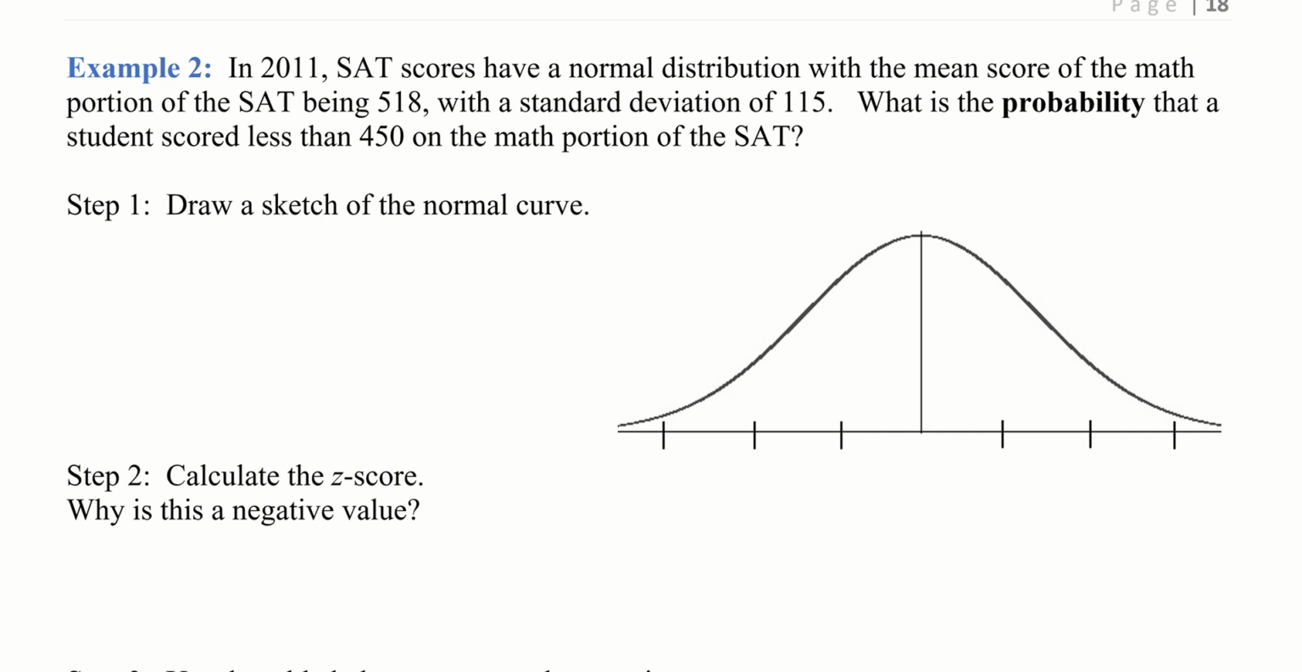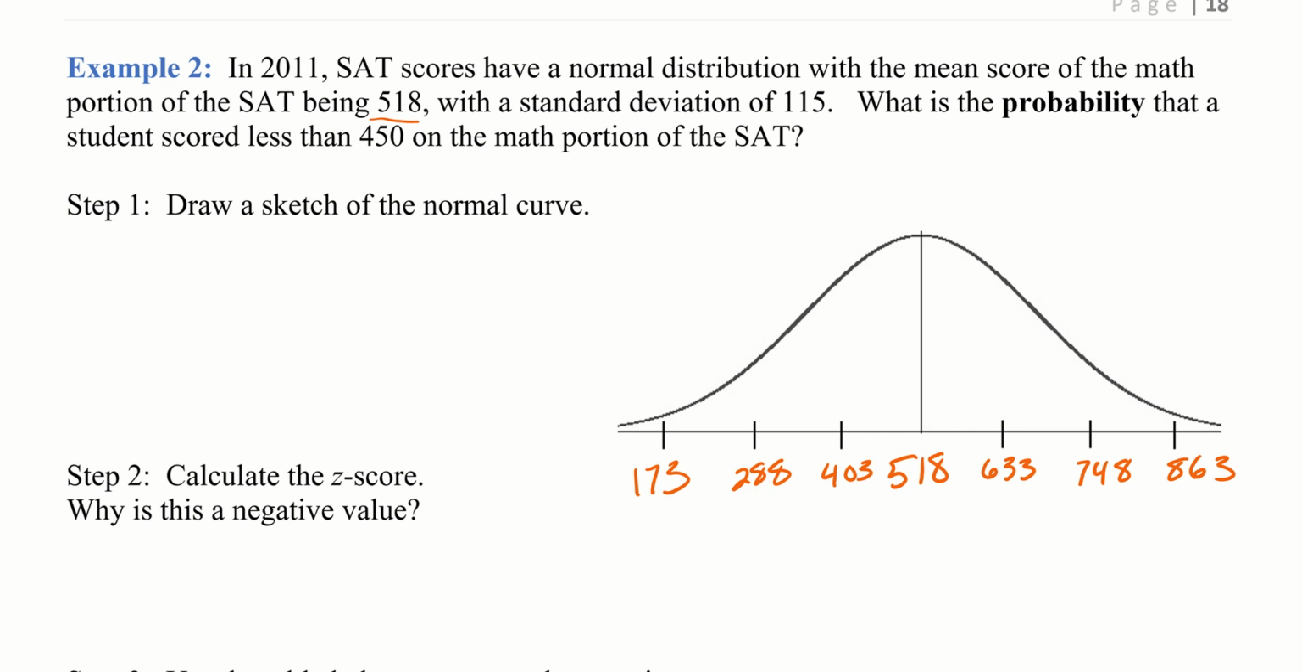In 2011, SAT scores had a normal distribution, with the mean being 518. So 518 goes right in the middle there, with a standard deviation of 115. I'll cruise through this, but all we're doing is adding 115 to each one of them on this side, and then subtracting on this side. 0, 3, 288, and 173. So there's our sketch there.